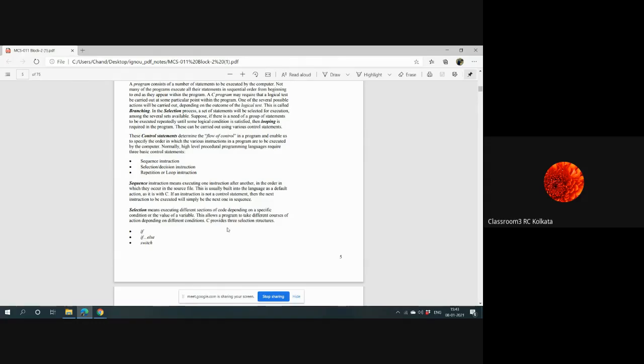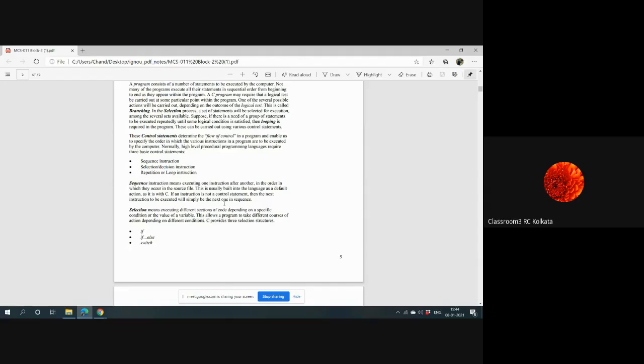Suppose there is grade calculation software, and it will calculate the grade with several if statements: if the marks are greater than this and less than this, the grade will be this. Else if the marks are greater than this and less than this, the grade will be this. So multiple conditions can be merged together and we can create a branch. Branch means there will generally be two parts for each condition. One is positive, one is negative. If the condition is positive, what do we have to do? And if the condition is negative, what do we have to do?